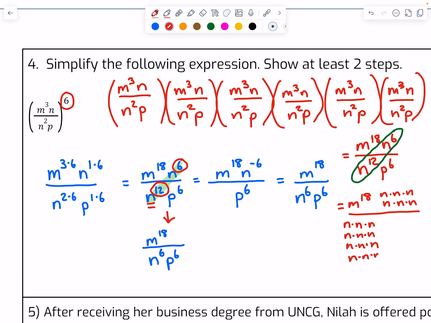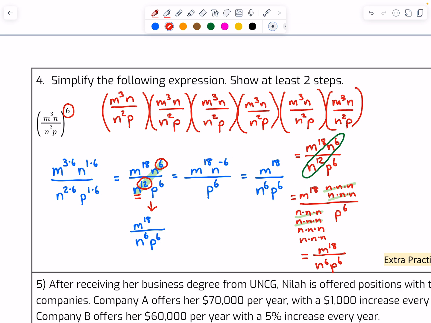So I'm going to write them all out. And then the M and the P don't have anything else they need to go with. So I'm just leaving those alone for a minute. And then I can mark out these 6 N's would take away 6 of them at the bottom. And then physically I can see all that's left is at the bottom. So M to the 18th over N to the 6th, P to the 6th. And so there's a couple various ways you could show your work for this problem. But the final answer, no matter which way you work it out, should be this. M to the 18th over N to the 6th, P to the 6th.